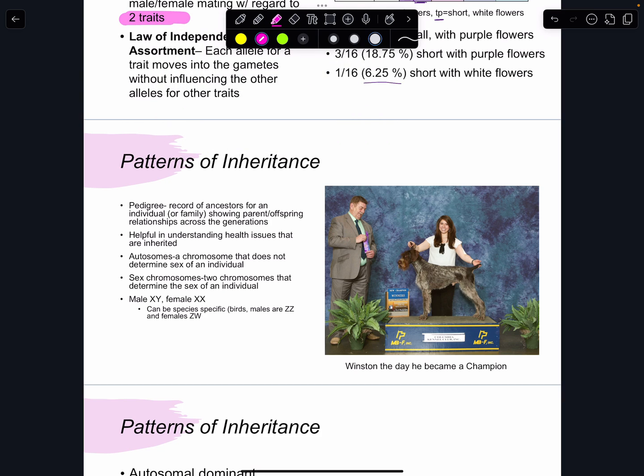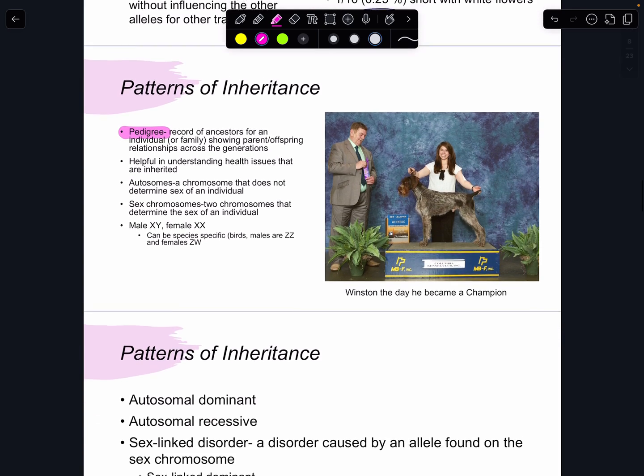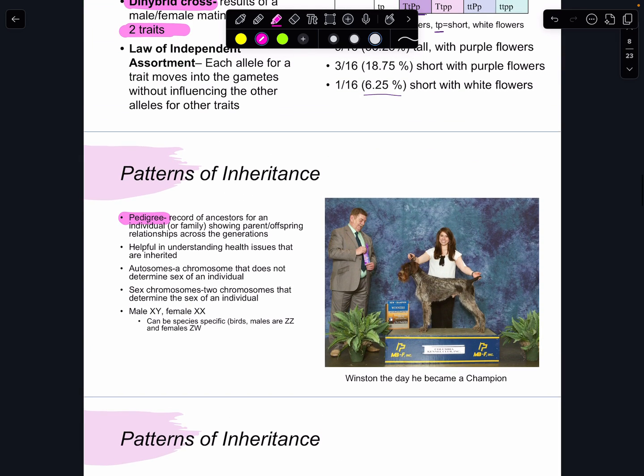But back to biology. A pedigree is a record of ancestors for an individual or a family showing parent and offspring relationships across the generations. This can be helpful in understanding health issues that are inherited. It can also give you information on how health issues, traits, you name it, it can be very helpful.